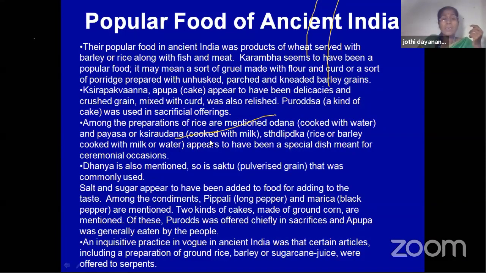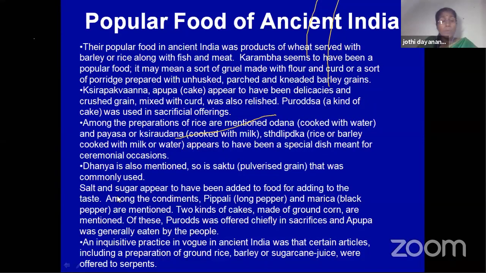And payasa, cooked payasam. Now also we take payasam, which is called payasa, cooked with milk and rice together. And they also have some food which is cooked with rice or barley, milk and water. And special dishes meant for ceremonial occasions were also there. And there is a mention of dhania very much.